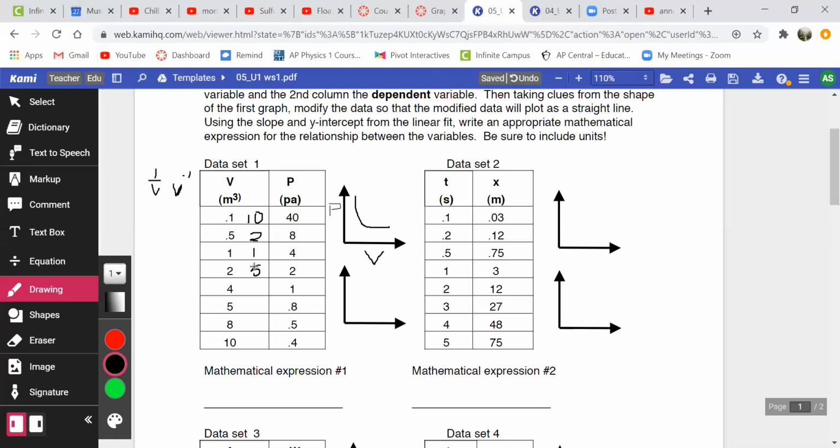What about 1 divided by 4? 0.25. 1 divided by 5? 0.2. 1 divided by 8? 0.125. There we go. If you never remember that, half of 25 is 12.5. And then 1 divided by 10? 0.1. And then what do you notice happened to our data? It's now linear.